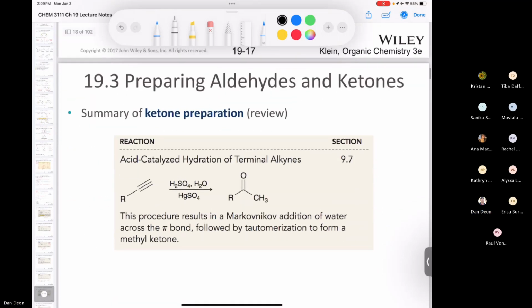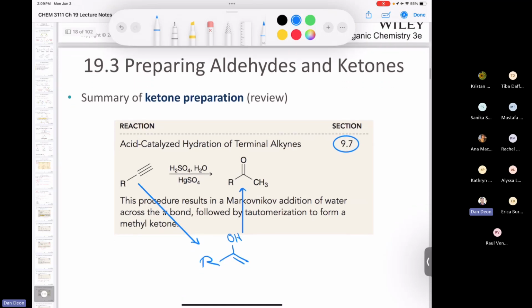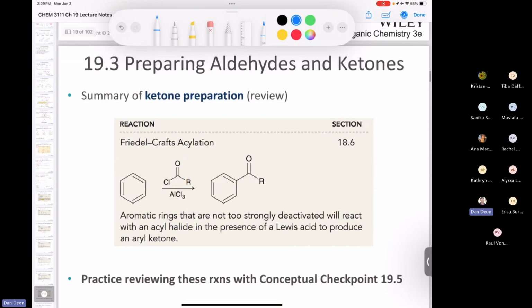What else? Again, this is one that we haven't really talked about since chapter 11. This is the acid catalyzed hydration of a terminal alkyne. So that's the Markovnikov addition. This one is going to give you this enol, and that enol is going to undergo tautomerization to give you the methyl ketone. So that's a way to make a ketone. Again, these are all reactions that we would have seen previously in the class.